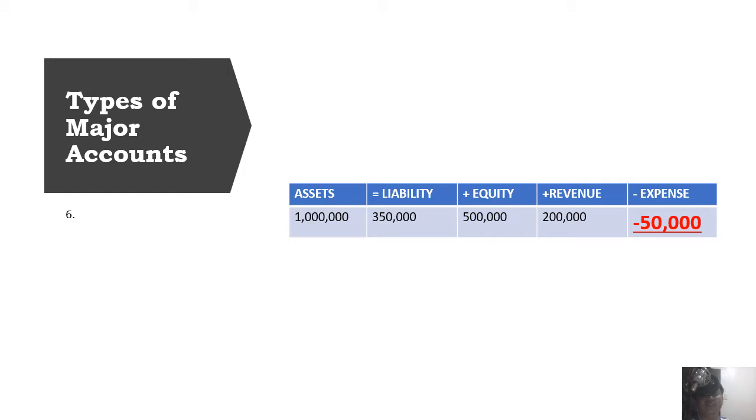As mentioned in our previous lesson, asset should be equal to liability plus equity plus revenue minus expense. Since ang total ng liability, equity, at saka revenue is already 1,050,000, so you have to deduct an expense amounting to 50,000 para mag-equalize yung both sides at 1 million. So the answer is 50,000.